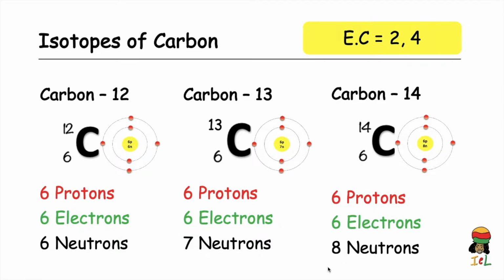Since the isotopes have the same number of protons, they will have the same number of electrons, because the number of protons and the number of electrons are the same for any given atom. Therefore, each carbon isotope has 6 electrons. Consequently, the electron configuration for carbon is 2, 4. As we see here on each diagram, there are 2 electrons on the first shell and 4 electrons on the last or second shell. Since all the isotopes of carbon have 4 electrons on the outer shell, they all have similar chemical properties or behaviors.